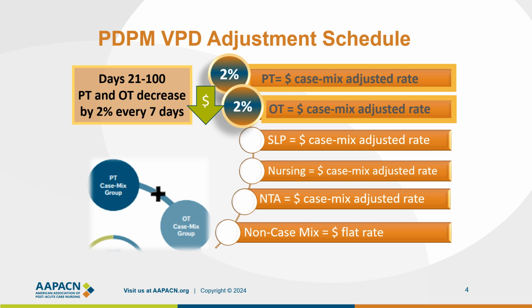So in order to meet that law requirement, the CMS decided that starting at day 21, which is generally when services start to decrease based on their calculation and research, the PT and OT case mix adjusted rate will be decreased by 2% every 7 days. So days 21 through 100, every 7 days, there's going to be a decrease only in that PT and OT case mix adjusted rate. SLP never changes, nursing never changes, NTA never changes after day 3.